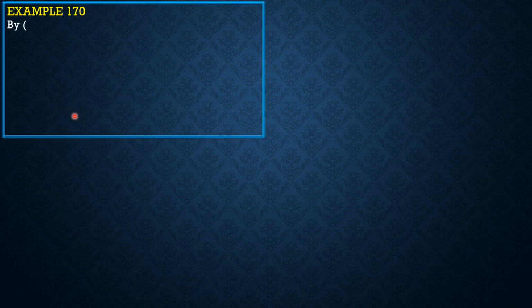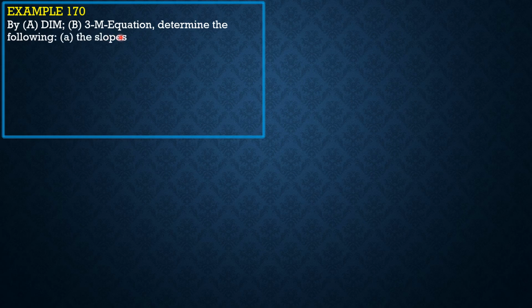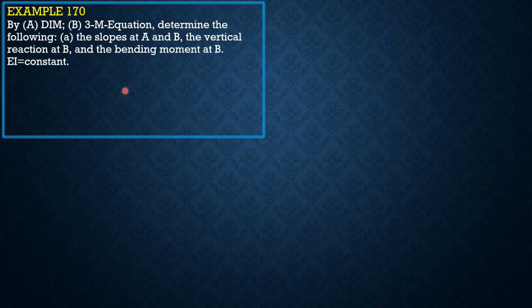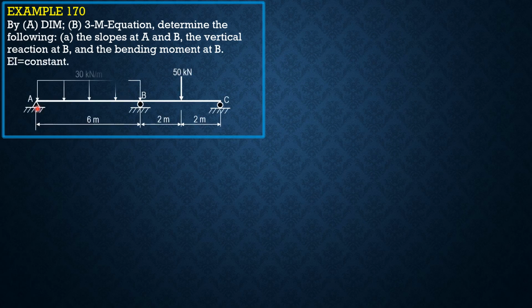So here is example 168 by double integration method by three-moment equation. Determine the following: the slopes at A and B, the vertical reaction at B, and the bending moment at B. EI is constant. So here is the figure.